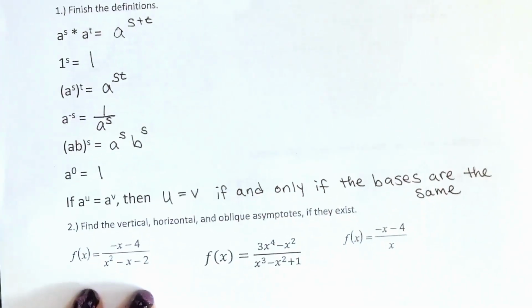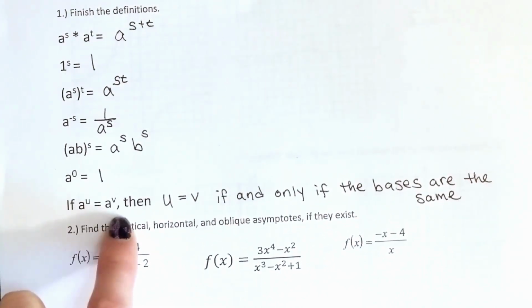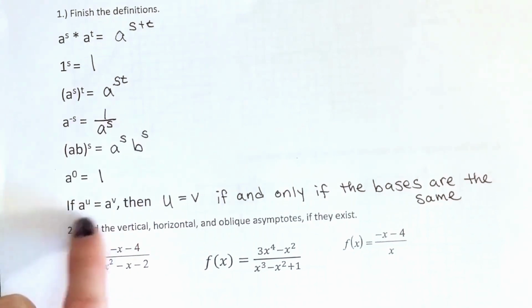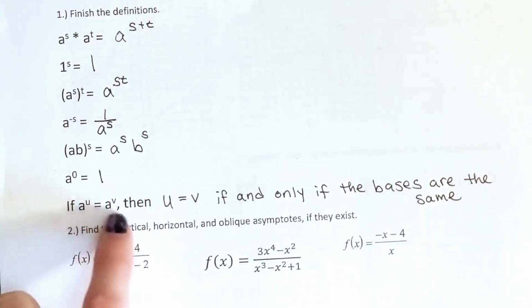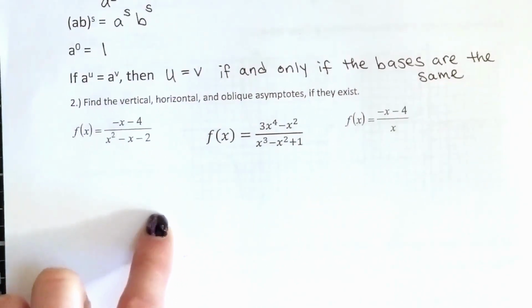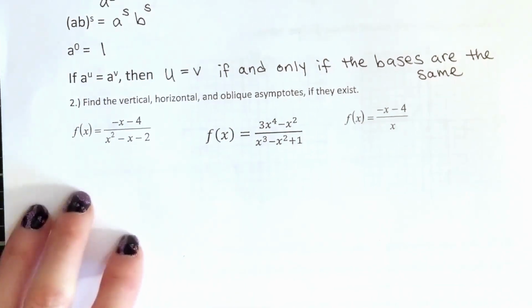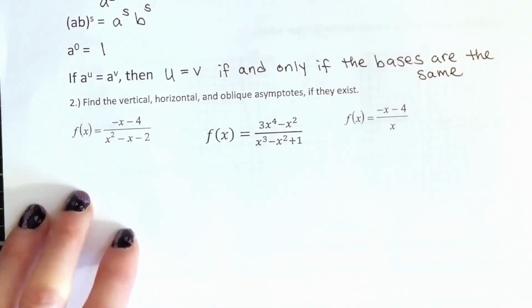Okay. So this would not work if this said A to the U equals B to the V. Those would not work because the A's wouldn't match. So they have to be the same letter or the same number. Okay, number 2, find the vertical, horizontal, and or oblique asymptotes if they exist.